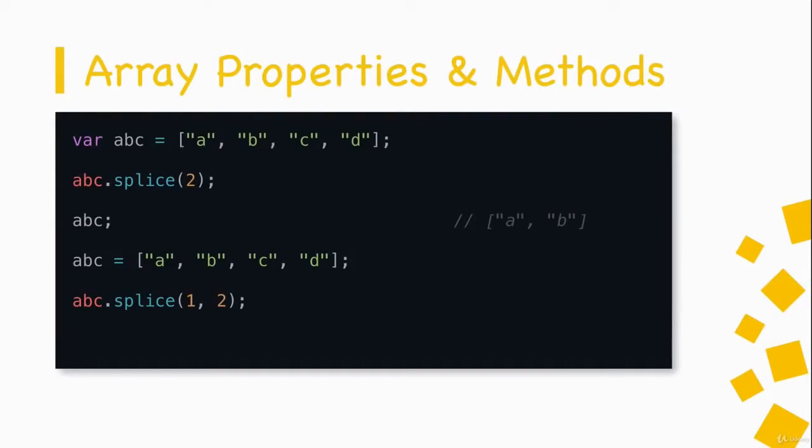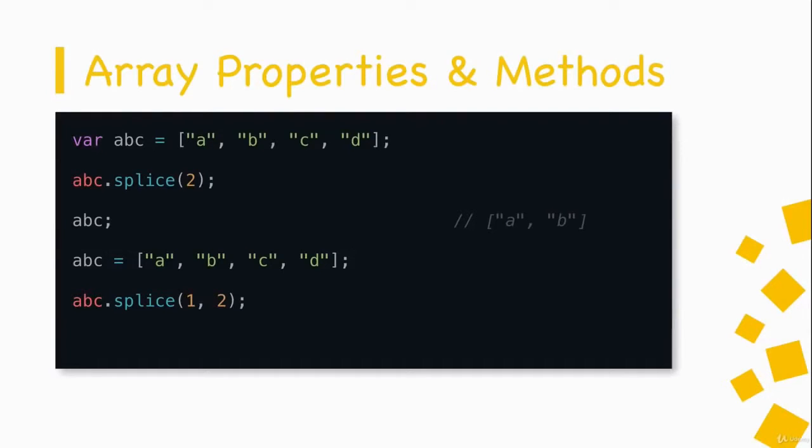So in this case, abc.splice(1, 2) means the splice will start at index 1 and it'll remove 2 elements including index 1. So in this case, abc contains the elements A, B, C, and D, the strings, and abc.splice(1, 2) means the splice will start at index 1.